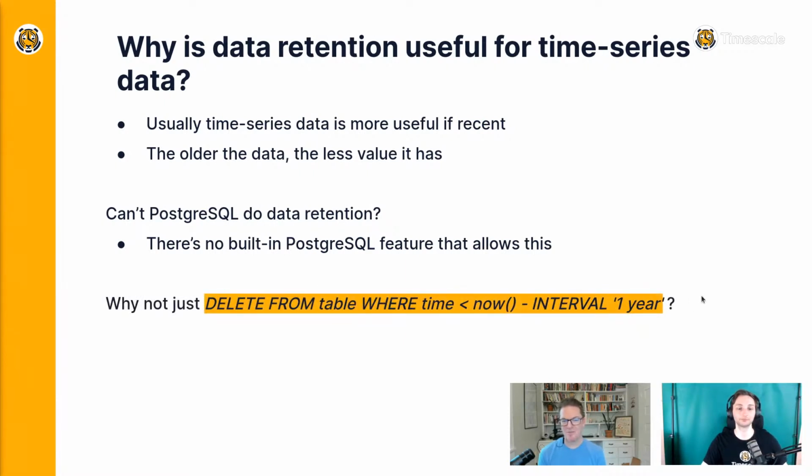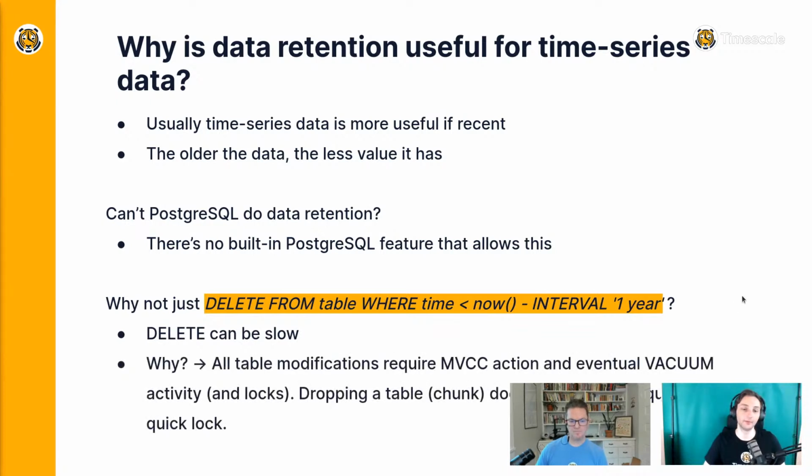We get this so often from the community, right? Why doesn't this work well? Why can't you just use delete? Or if you use the delete statement, why is it slow? Because basically without TimescaleDB, that's what you end up using, which is just a delete statement, and you filter based on an interval, and basically just delete these rows one by one individually. And the problem with it is that this can be slow. And why is it slow?